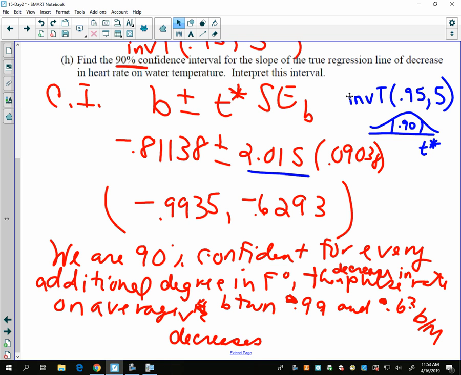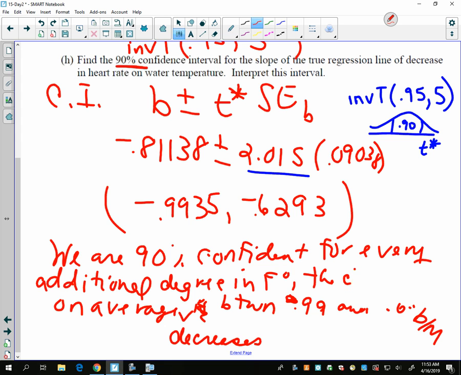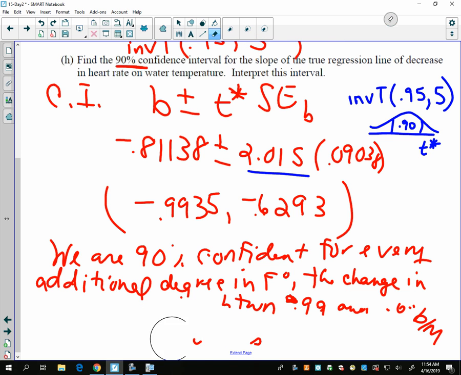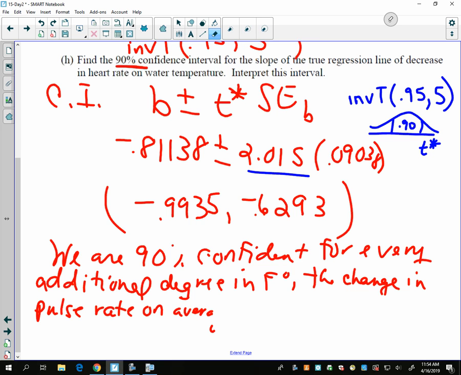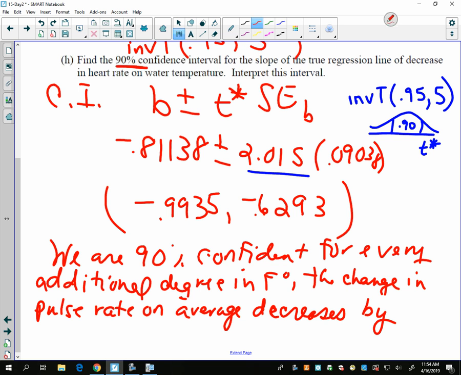Okay, let's fix this. The change in pulse rate on average decreases by 0.99 to 0.62, I would say, beats per minute.